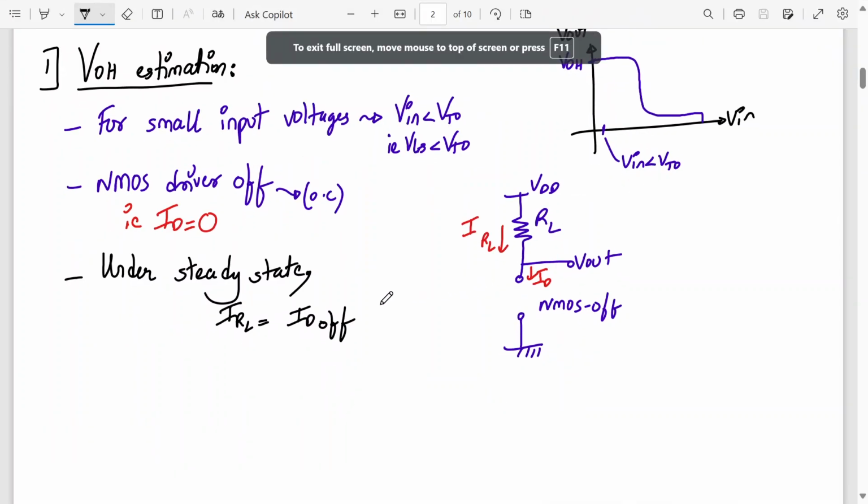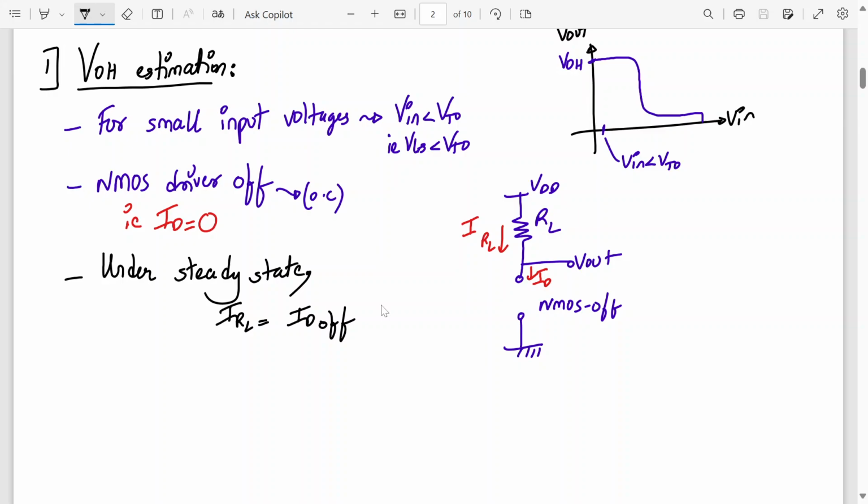What is IRL? VDD minus V out upon RL. Yes or no? That is VDD minus V out upon RL, and ID is 0. Do you agree to this? Yes.